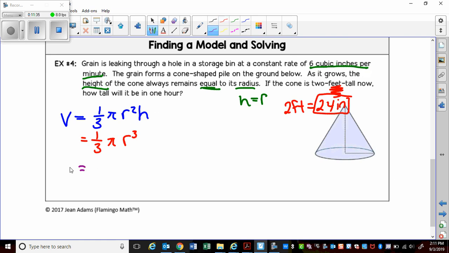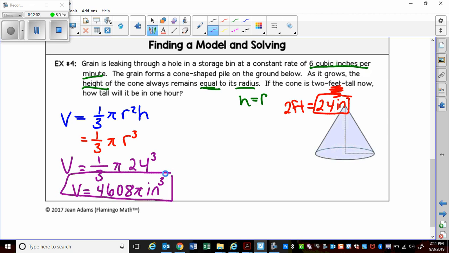So my volume of the cone right now, at this moment, is 1/3 pi 24 cubed. I'm going to pause this and check my calculator. I think my volume equals something like 4608 pi inches cubed. Okay, I'm not done yet.